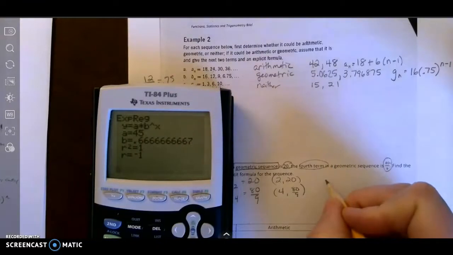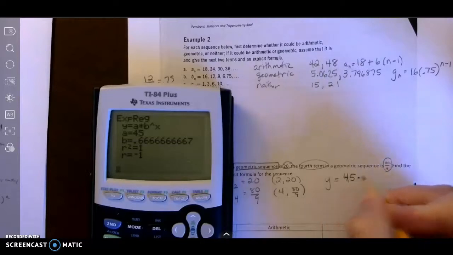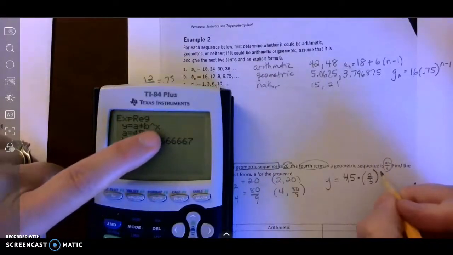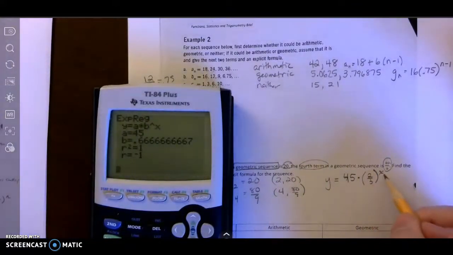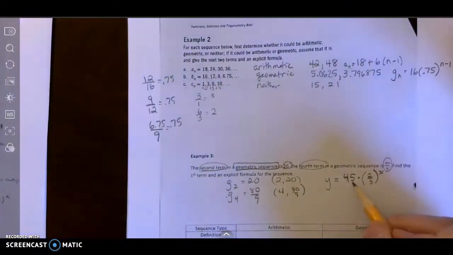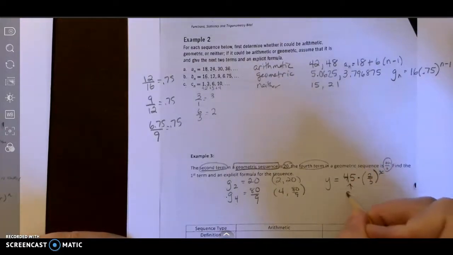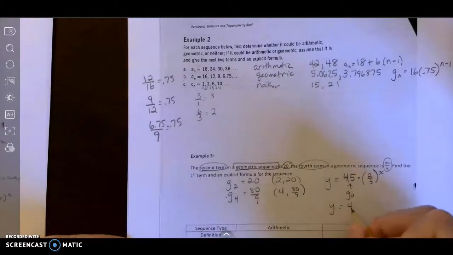And I get y equals 45 times, I know that 0.6 repeating is the fraction 2/3, to the x power or to the n power. I guess I can use x. Now notice this is to the x, which means this is not the first term, it's the 0 term. So this right here is g sub 0 since this is x. In order to find the first term, I need to put a 1 in, so 45 times 2/3 to the first.